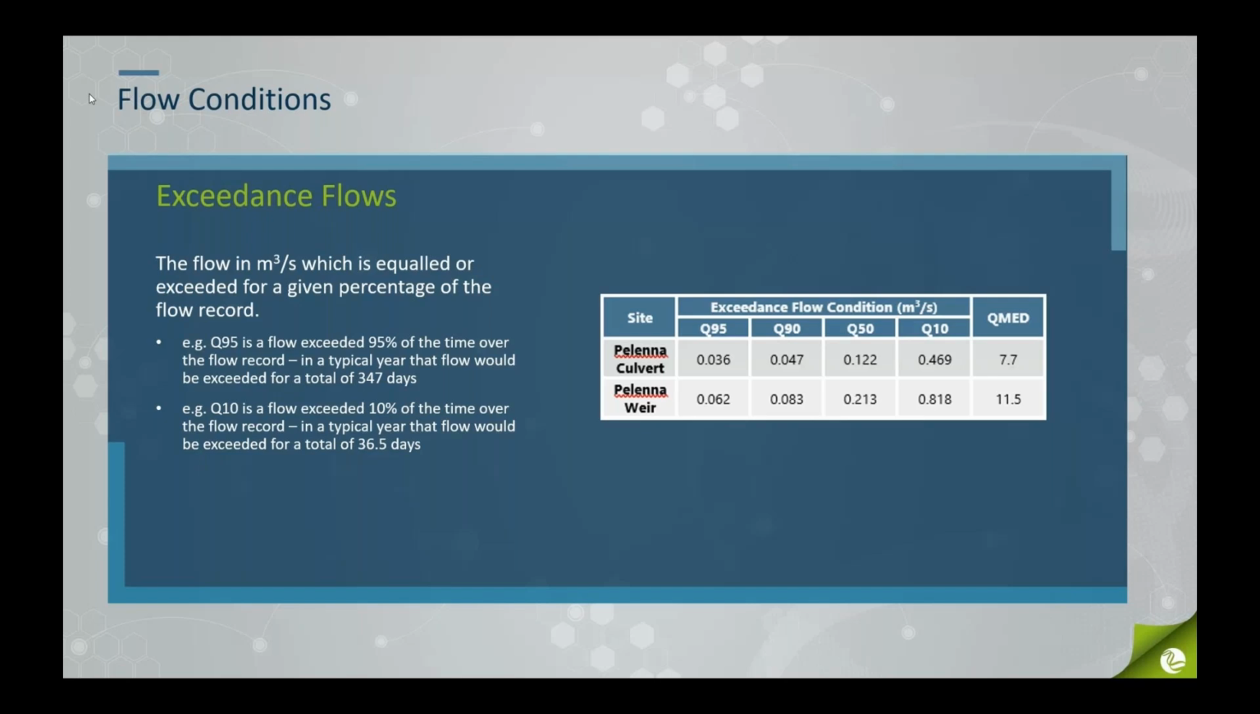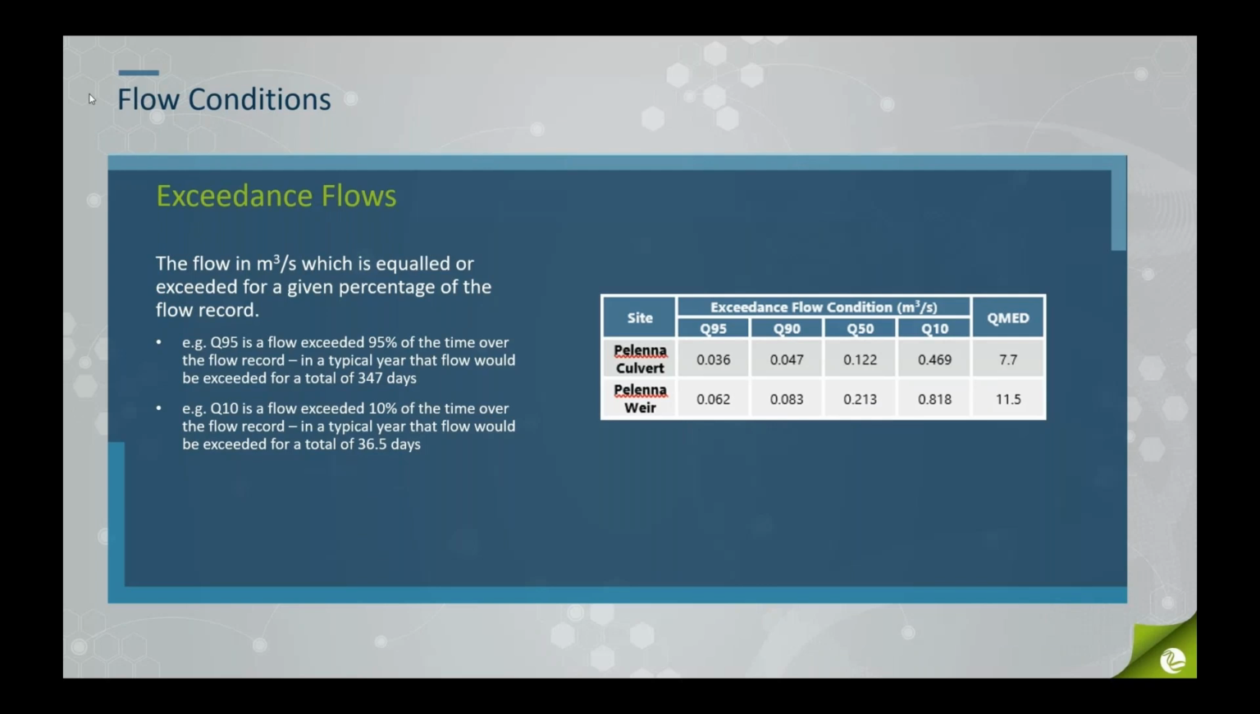So how do we describe normal flow conditions? Well, we use something called exceedance flows. An exceedance flow is the flow which is equaled or exceeded for a given percentage of the flow record. So the way I like to think of this is, what does that mean for a typical year? So if you look at a Q95 exceedance flow, that means that flow value is a flow that has been exceeded 95% of the time over a year, which in a typical year would be 347 days. Whereas a Q10, that's a flow that's exceeded 10% of the time, so that's only exceeded 36.5 days of the year.